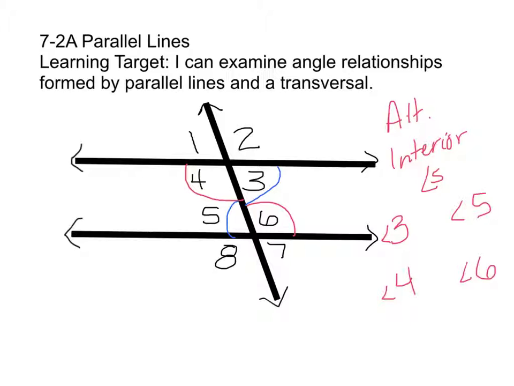Okay, so we can say that angle 4 is congruent to angle 6. And we can also say that angle 3 is congruent to angle 5. Alternate interior angles. Make sure you're taking your notes on this diagram.